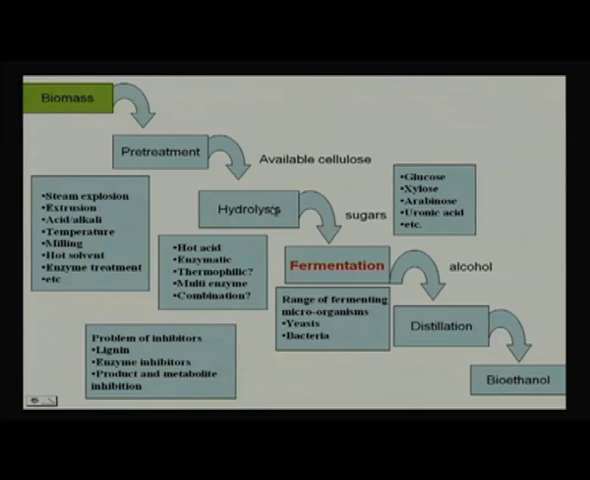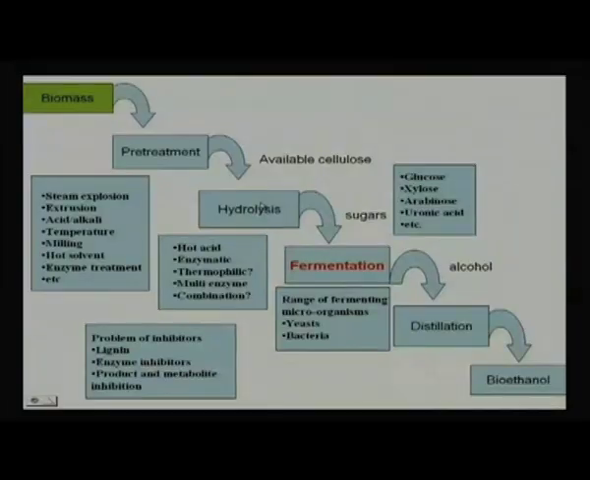We can take any other option, that is either physicochemical process or biological process. That means we can use the hot acid, or we can use some enzymes that may be thermophilic in nature. Multi-enzyme systems can also be used, and the combination of the enzymes and some other techniques can also be taken for hydrolysis of the available cellulosic material to convert this to glucose or the sugar.